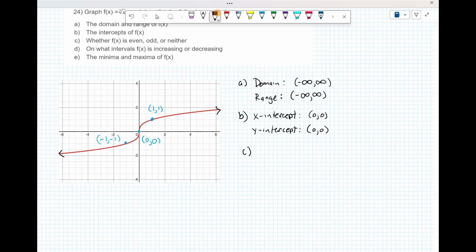Is it odd or even? Just like x to the third, you can tell that this has rotation over the origin. If I rotate it 180 degrees with the center at the origin, it would line up with itself exactly. So this is an odd function. All right, what intervals is it increasing? It's really increasing again. No matter where I start, once I start all the way at the left, it just keeps getting bigger and bigger.